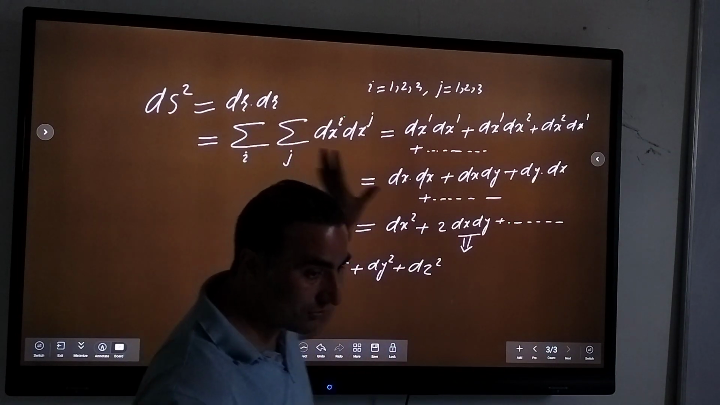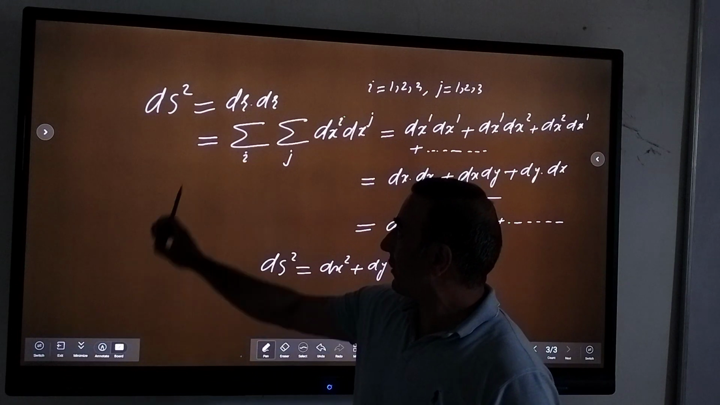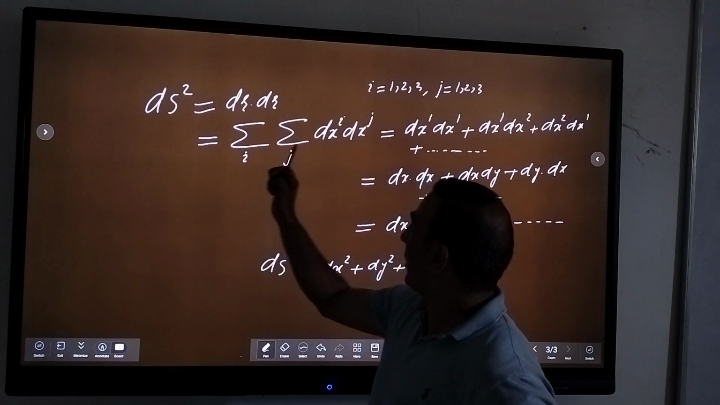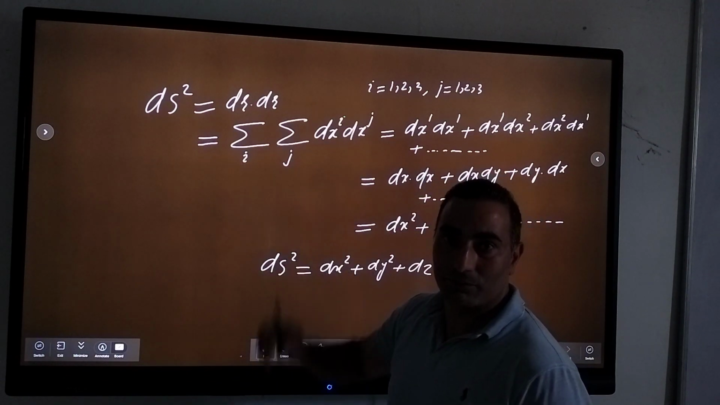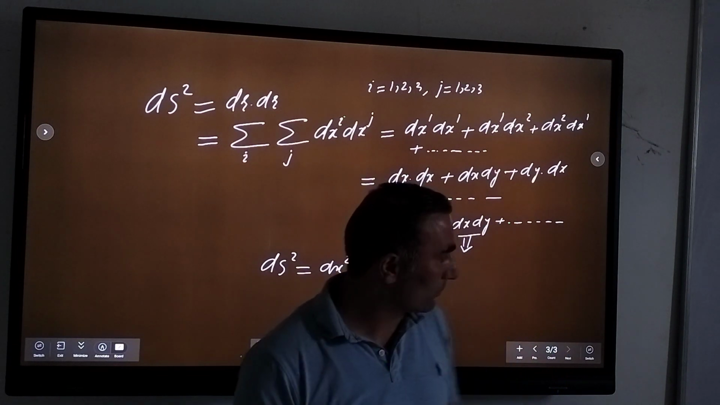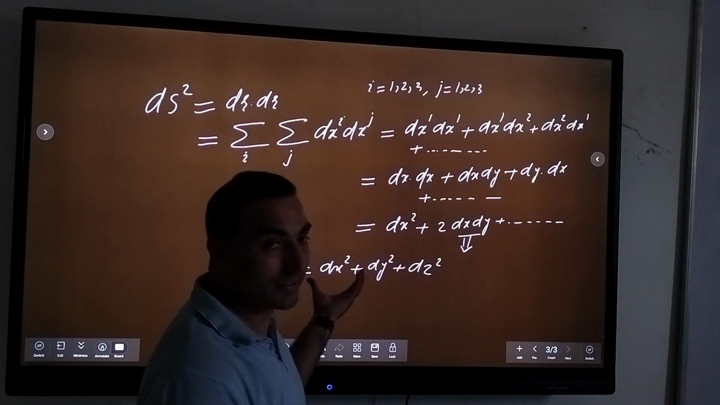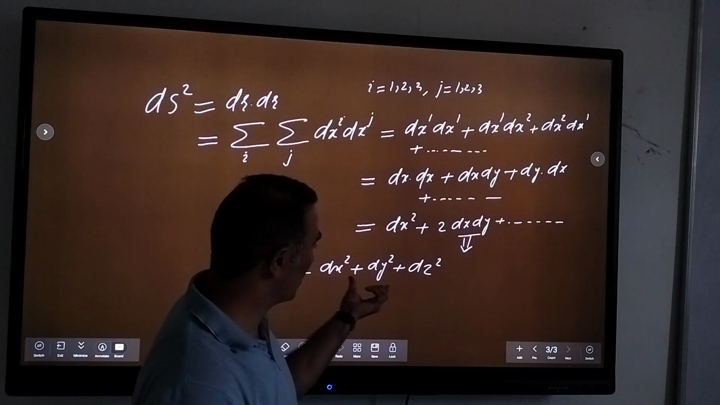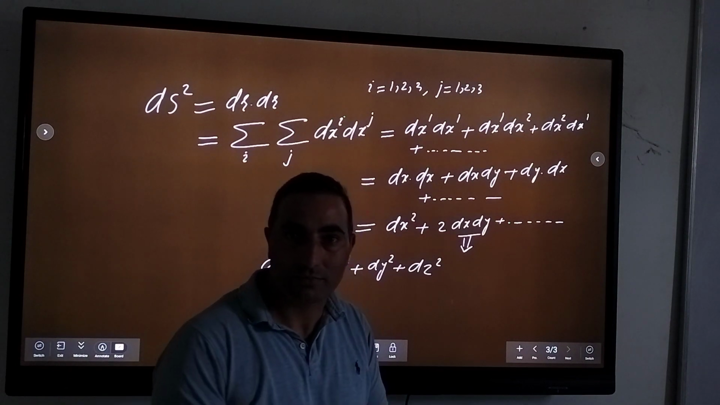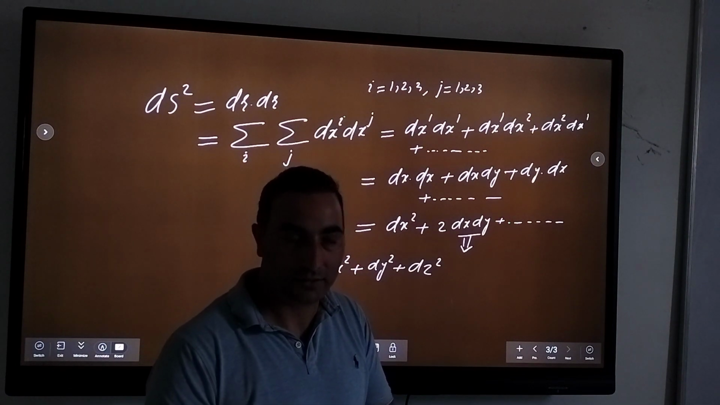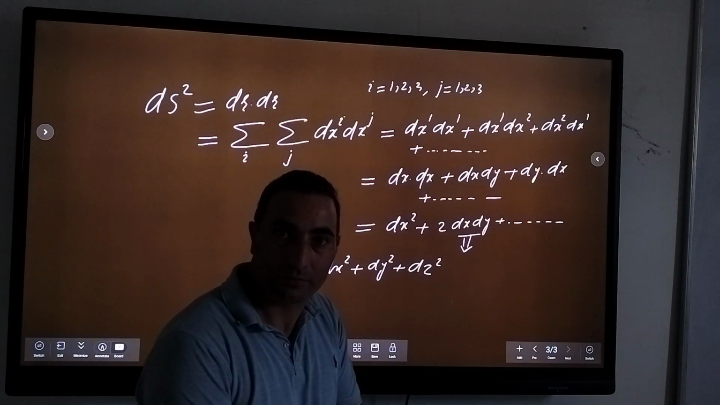That means I cannot write ds square in terms of dxi into dxj in this way, because I'm getting cross terms and I'm not getting this result. I should get ds square equal to this, because simply you are taking multiplication of lengths, right? So that will be equal to this.